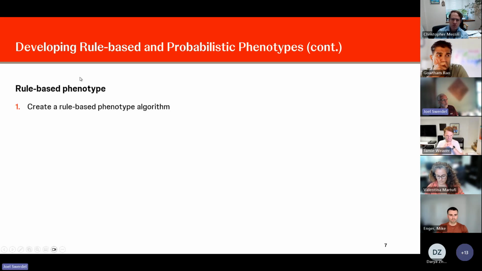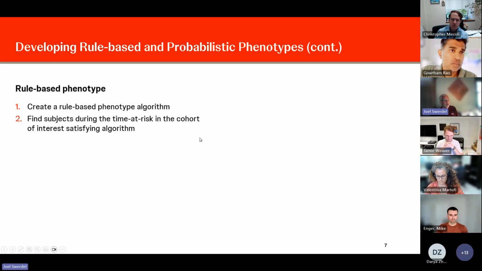So just to go through some of the steps that we might do. For rule-based phenotyping, you create your rule-based phenotype algorithm, and then you find subjects in your time at risk in the cohort of interest.